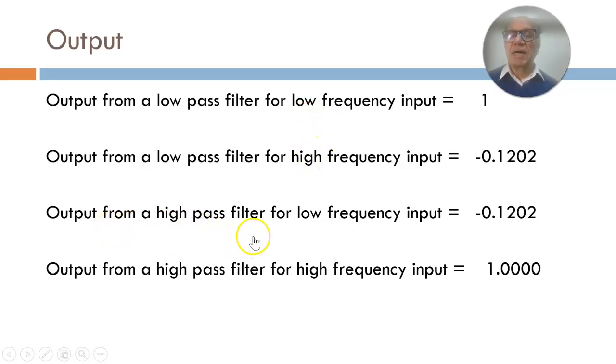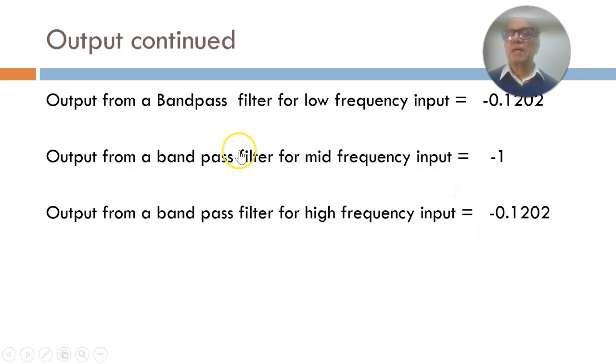If you look at the output from a high pass filter for low frequency input, it is low as you expect, but it passes the high frequency, so you get a large output. Then for band pass, the output from a band pass filter for low frequency input is low. The output for mid frequency input is large. The minus sign should not bother you. It simply means that your phase is 180 degrees, but the amplitude is large. And again, the output from a band pass filter for high frequency input is low. So it passes the mid band of frequencies, so it is a band pass filter.